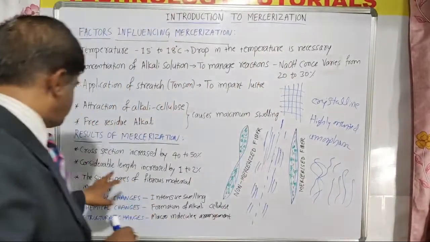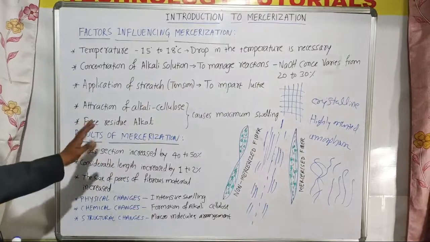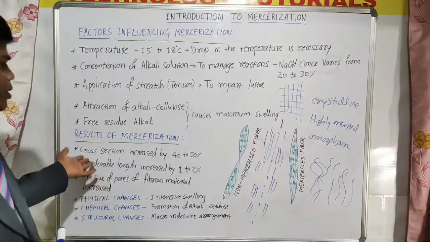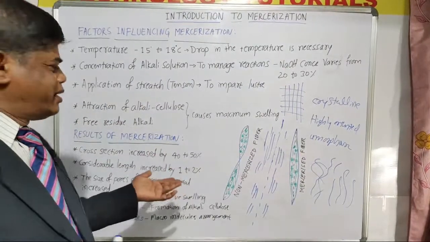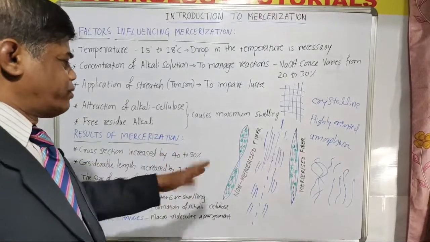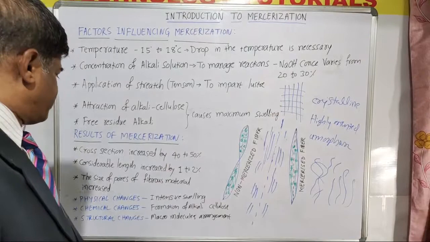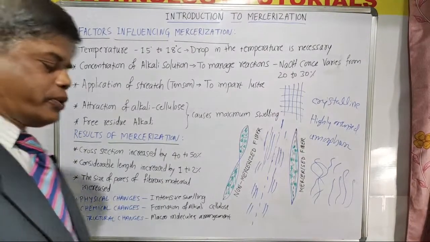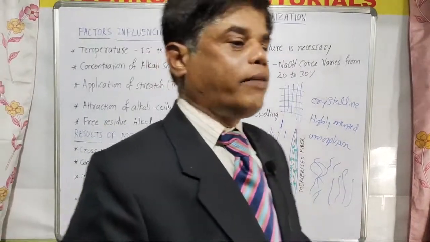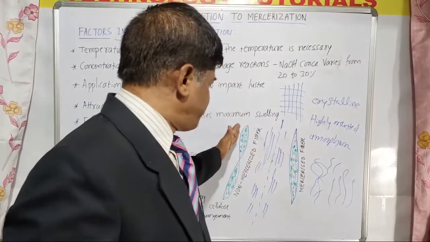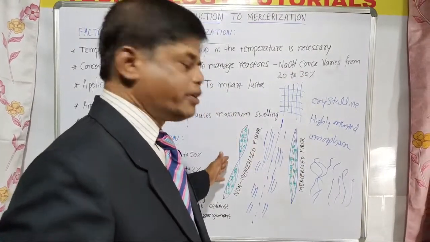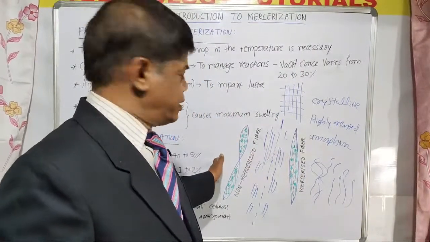Dear friends, okay, then what are the results? Swelling, most important, swelling is there. Results means 40 to 50% of cross section will increase, 1 to 2% length will increase, and size of the pores. Yes. Here after swelling, before mercerization, when the fiber was there, it was ribboned and flattened.